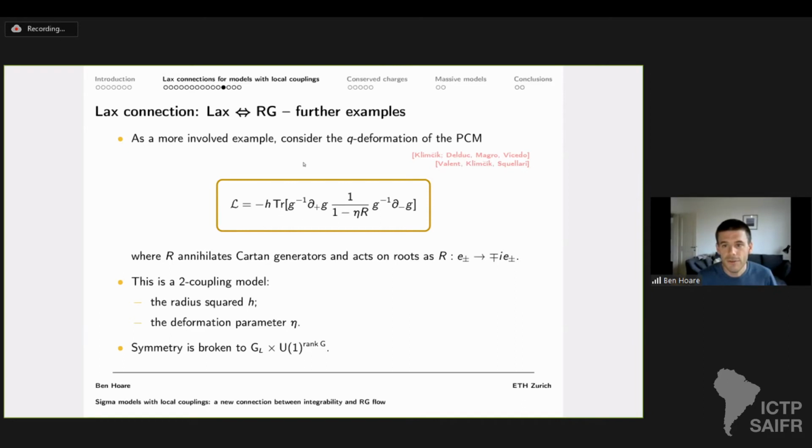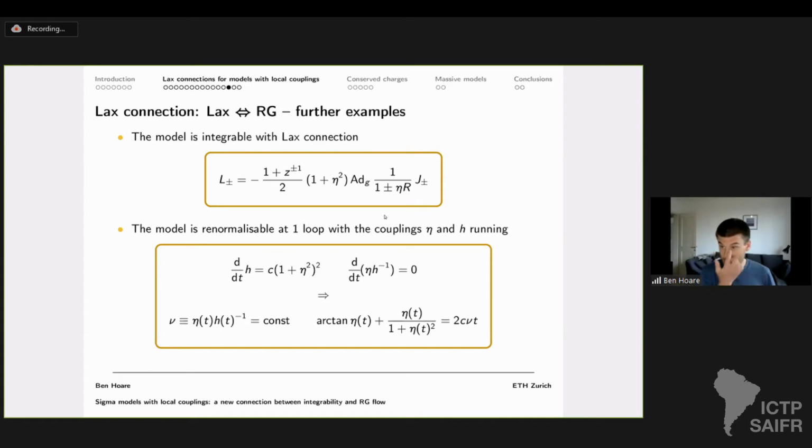So what is the Q deformation of the PCM? This is the action. We just insert some linear operator in the PCM between the two currents. And here R is a linear operator. It annihilates the Cartan generators of the algebra, and it acts on the roots in this way. And this is a 2-coupling model. There's H, which is the radius squared, and the deformation parameter η.